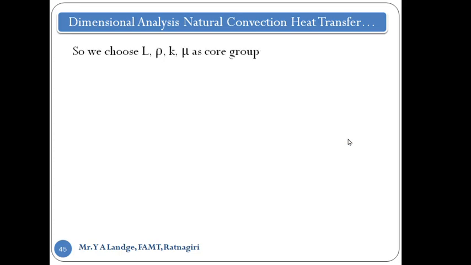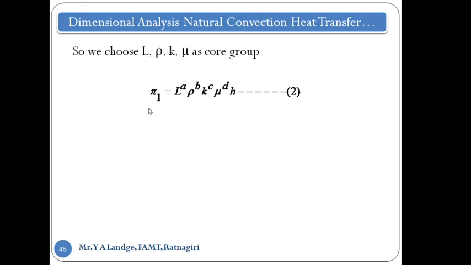So we choose the first group, the core group. It is L, rho, K and mu. This group we kept is common, and on that basis we are writing. The remaining H, Cp, and delta T beta G, we take up as the second one. So core group is L, rho, K, mu.